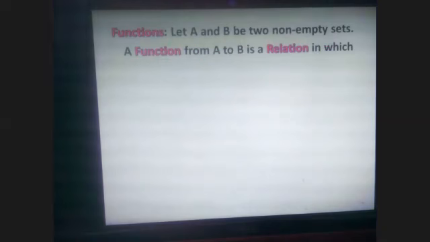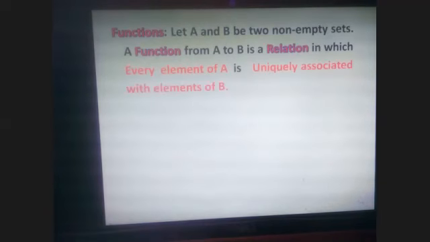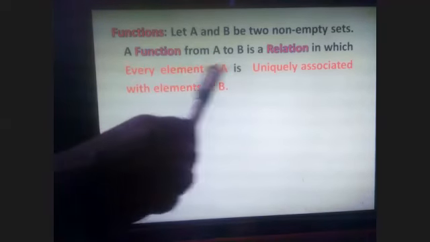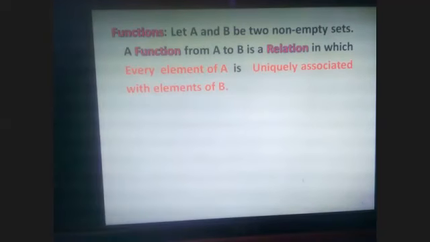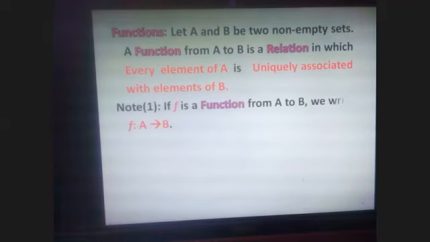The definition of function actually we have done in 11. I'm just going through it once again. What is a function? A function from A to B is a relation in which every element of A is uniquely associated with elements of B. Anyway, that is a revision point, so you know what a function is.